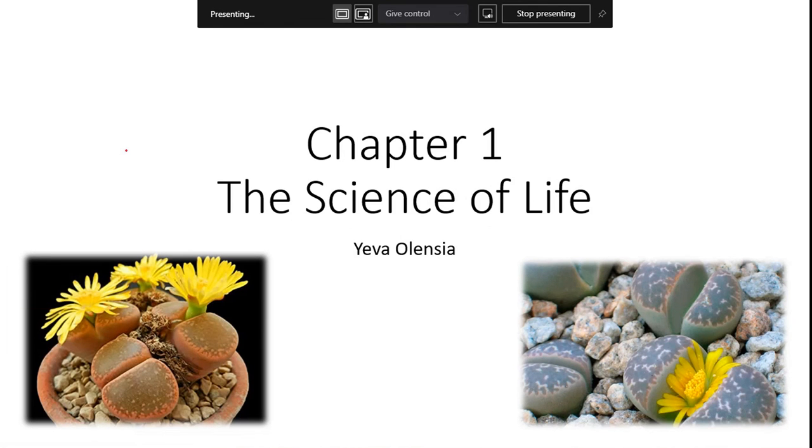One, the science of life. Actually, this picture shows the name of plants. The name of this plant is lithops. They have similar looks to stones.